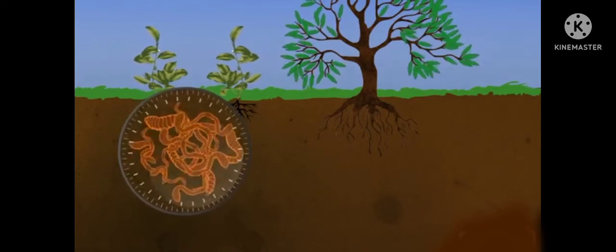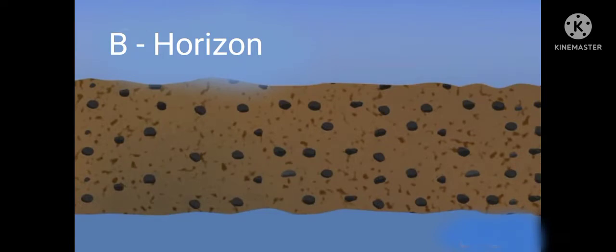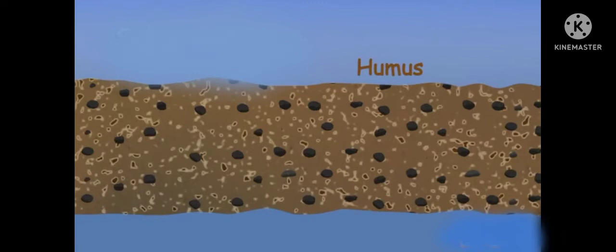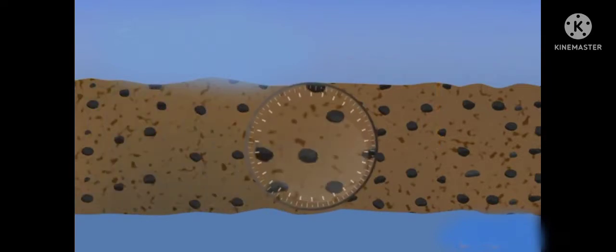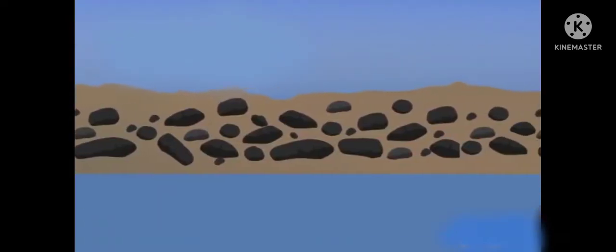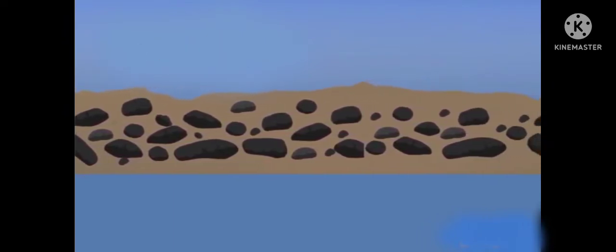The next layer is B horizon. This layer contains less amount of humus but more amount of minerals. It also contains small rock particles in it and small microorganisms are present in this layer. The third layer is C horizon. It is made up of small lumps of rock with cracks.